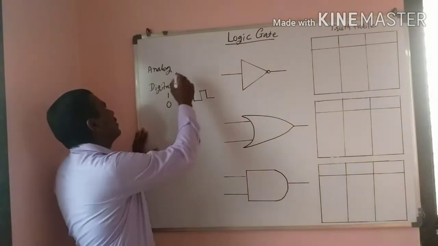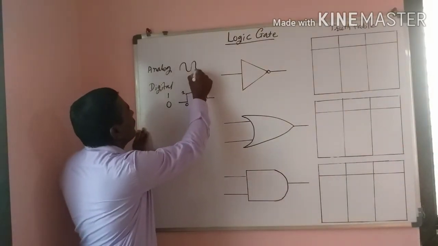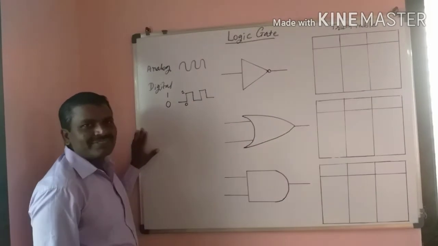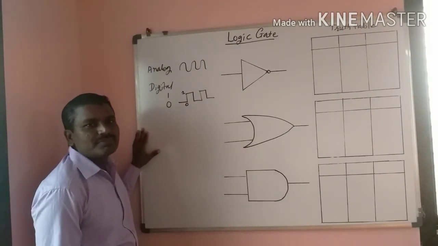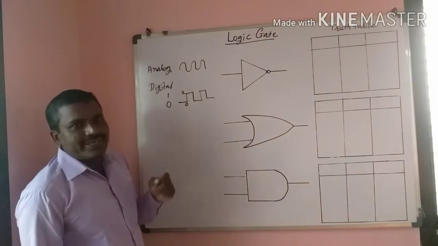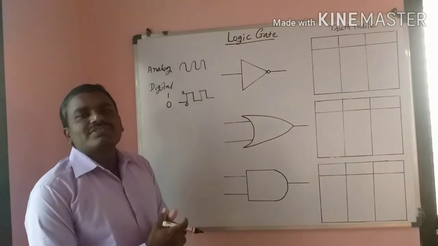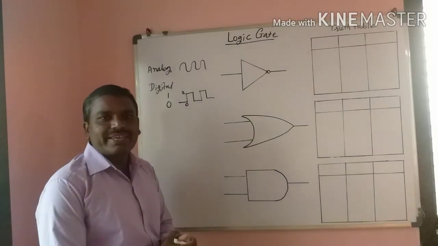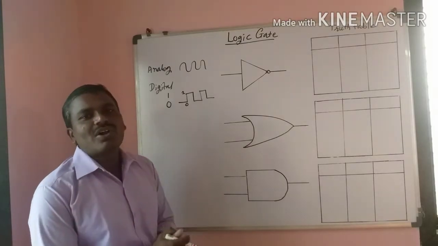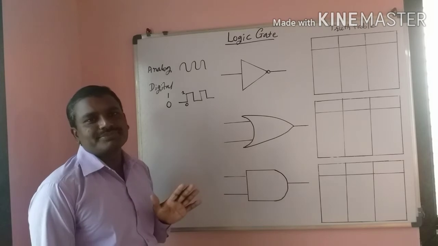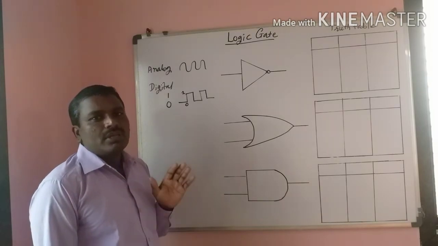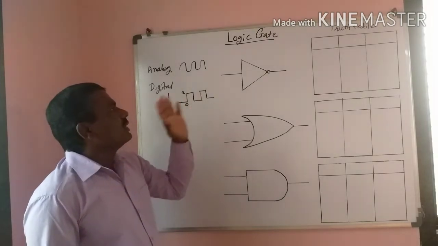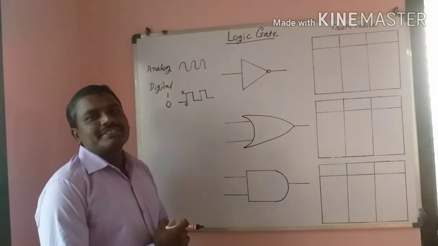If we look at the analog signal, this sinusoidal wave is the example of an analog signal. When digital signals are used in an electronic circuit, that electronic circuit is called a digital electronic circuit. Now we should learn about this logic gate.